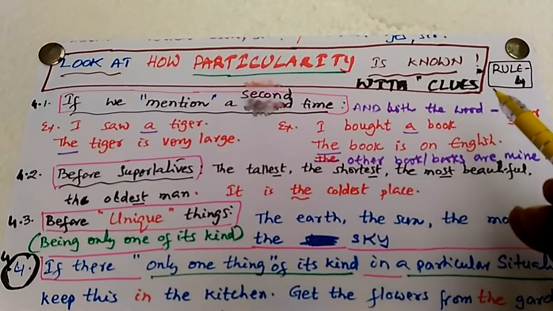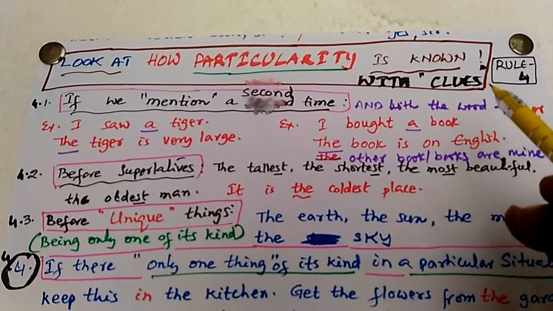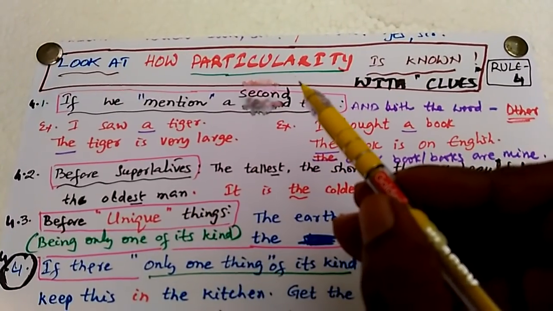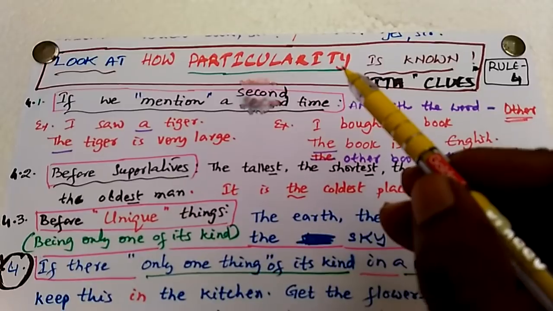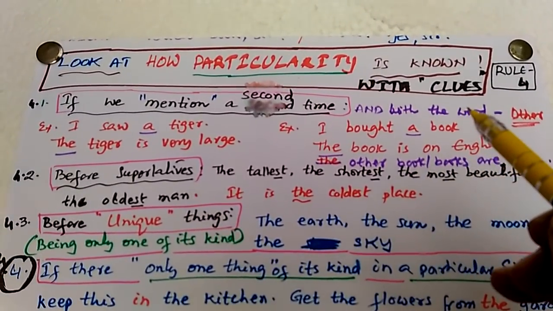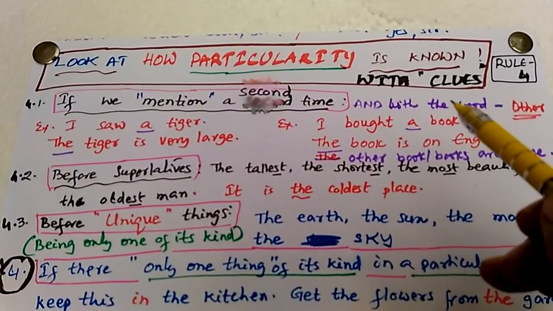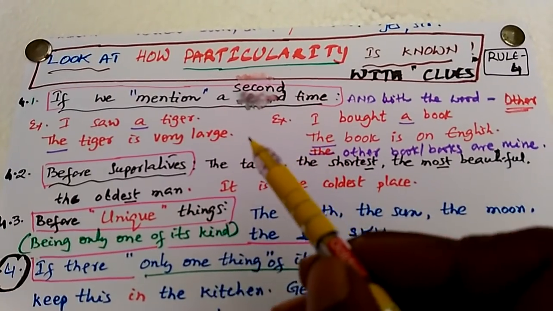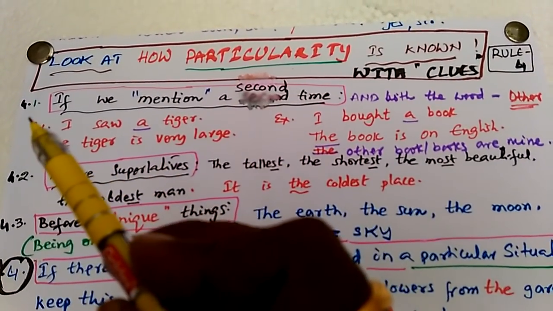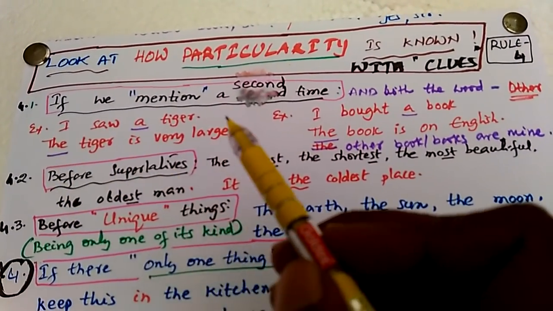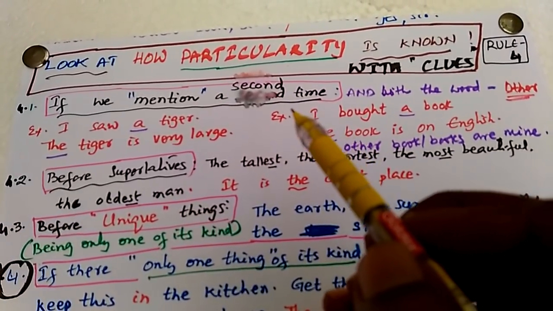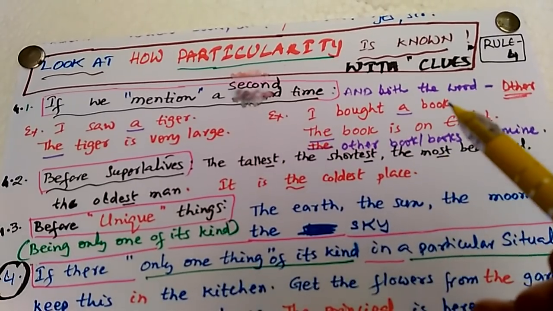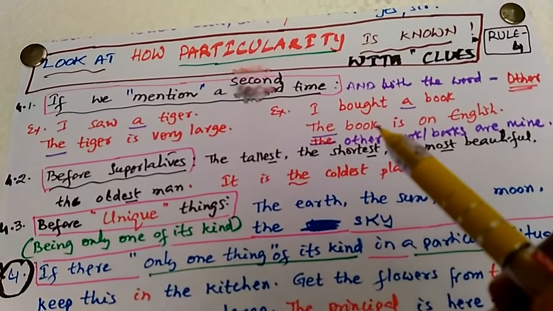Then next, rule number 4 is to show the particularity and specificity of a thing or a person, we use the. For that one, we need to follow certain clues. What are the clues? Look at these sentences. Clue 4.1. If we mention a second time a thing or a person, then we use the. And also, before the word other, we use the.